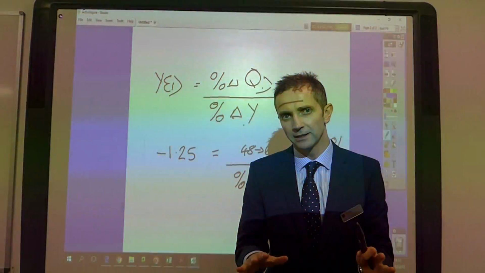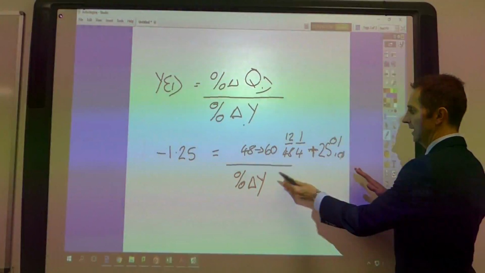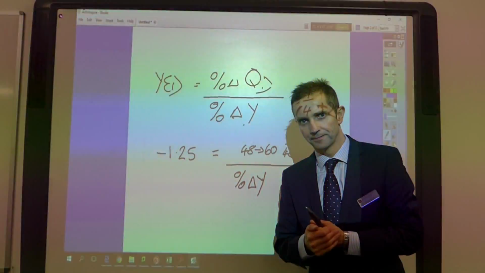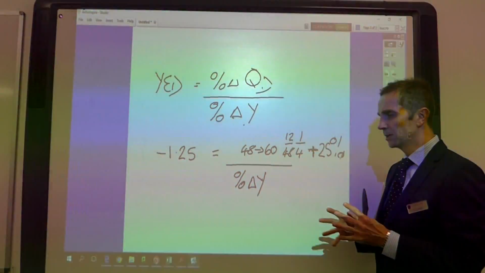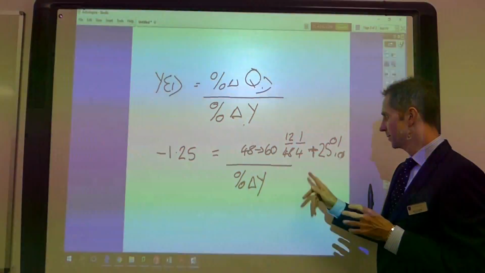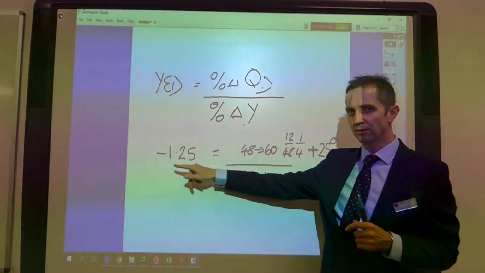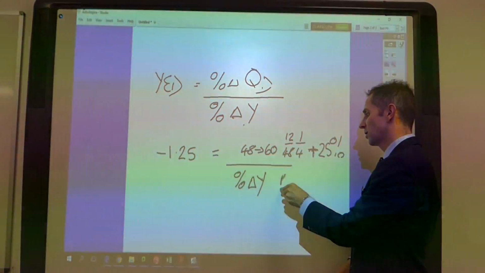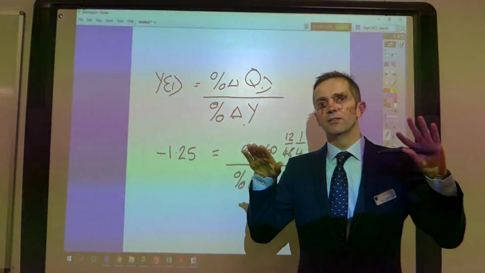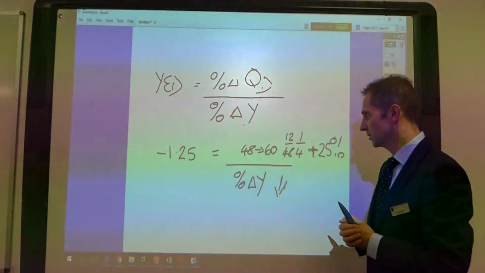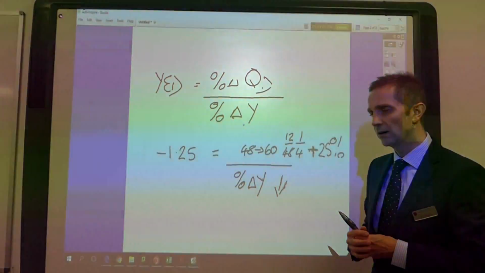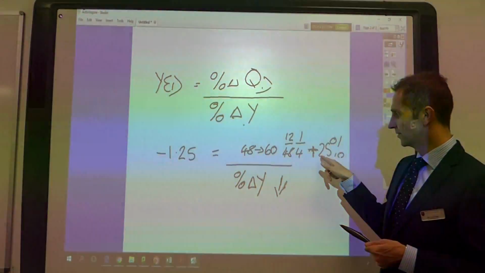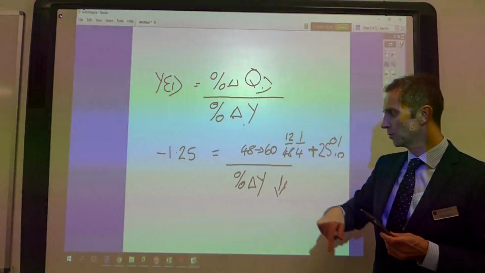Okay, so something into 25% gives us minus 1.25. Now the other thing that we need to be aware of, of course, is that because this is up and this is negative, so that's positive, that's negative, then this value will have to be in a downwards direction. It's going to have to be a fall on the bottom line in order to give us a negative outcome here of minus 1.25. So what divided into 25 will give us minus 1.25.